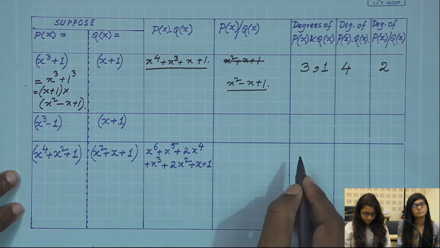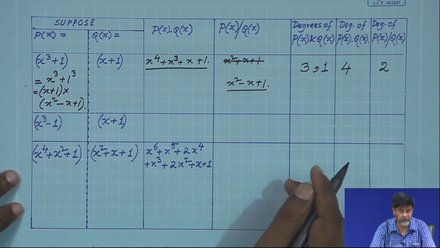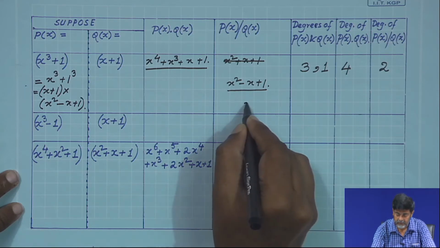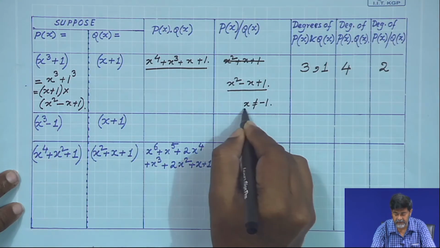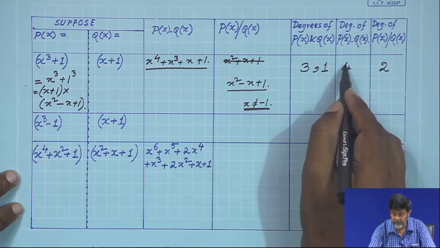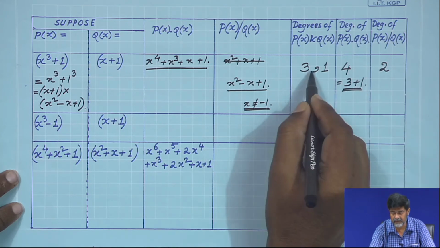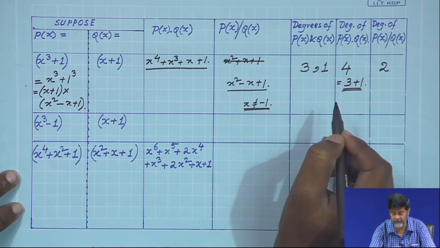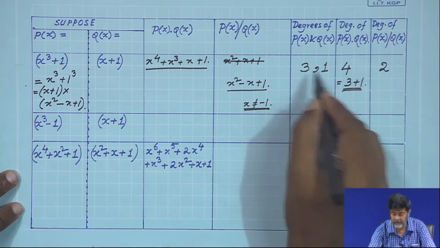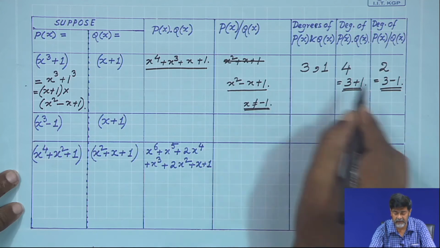Now, there should be a restriction for obtaining Px by Qx. I have cancelled the expression x plus 1. Therefore, we should mention x must not be minus 1. Otherwise, x plus 1 will be 0 and cancellation by 0 will not be allowed in mathematics at this stage. Now, this 4 can be written as 3 plus 1, the summation of the degrees of the constituent polynomials Px and Qx. And for this part, we are getting 3 minus 1, that is the difference of the degrees of the polynomials Px and Qx. Have you got it?